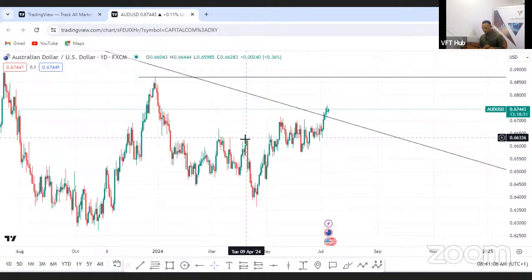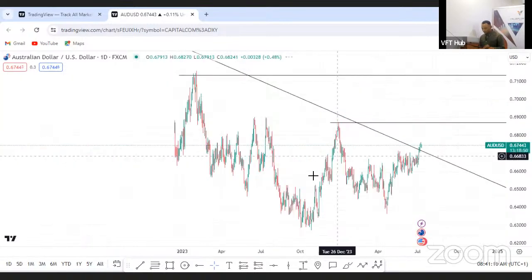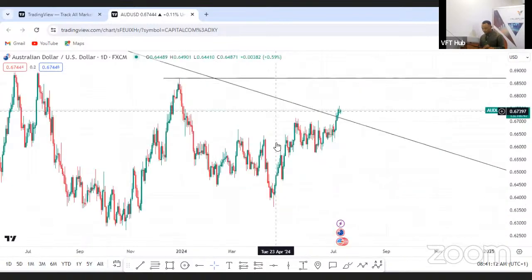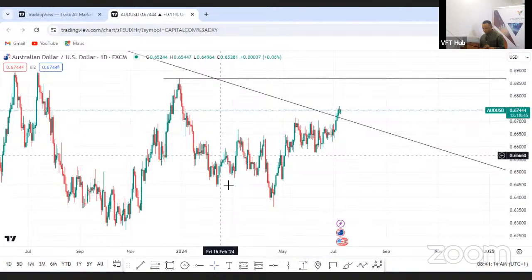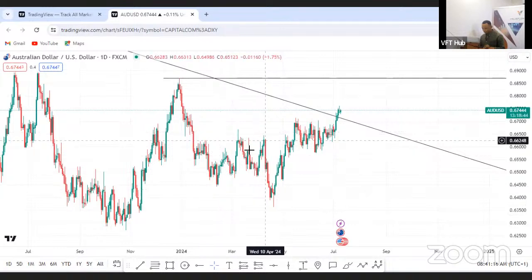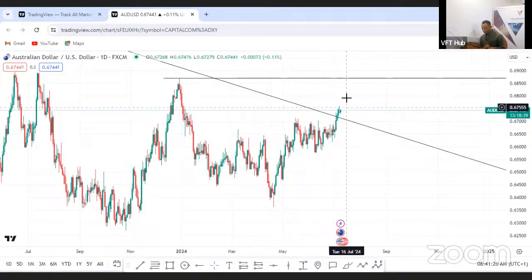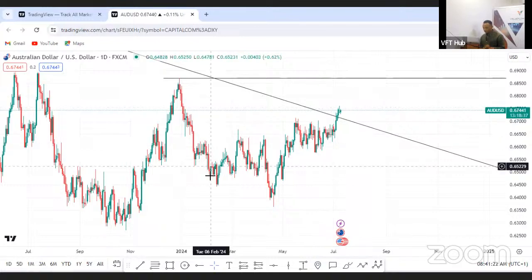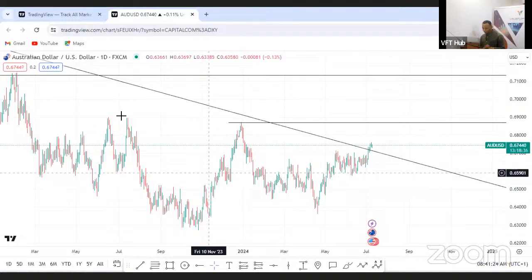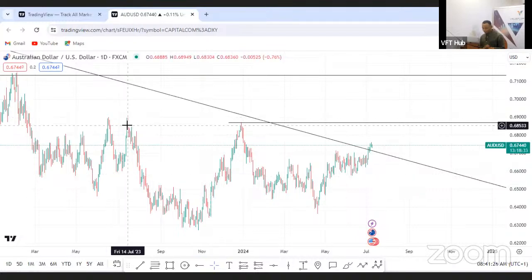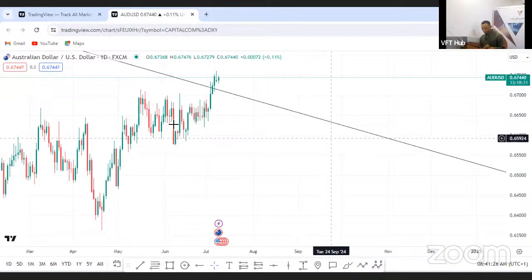Let's look at the daily time frame. On the daily time frame, we can still see that range is quite clear. However, on the daily time frame, we are quite bullish because we've seen clear break of structure and retracements. We're also seeing continuation to the upside. So we might see AUD USD continuing this buy trend and breaking structures to the upside.